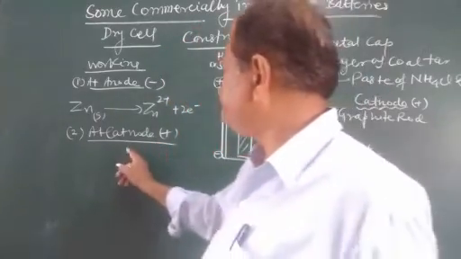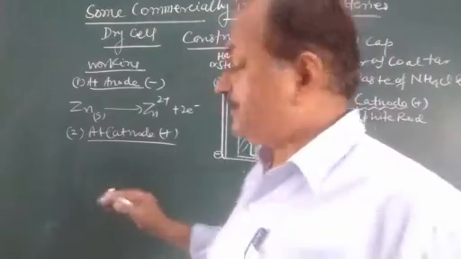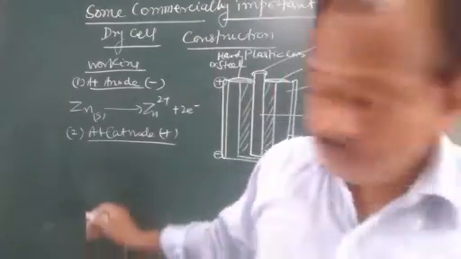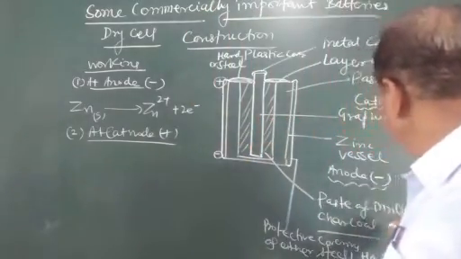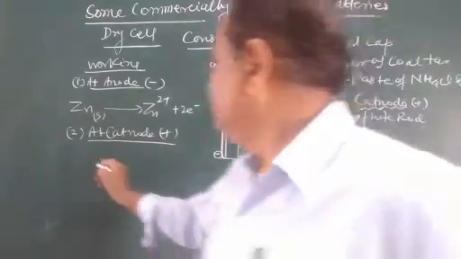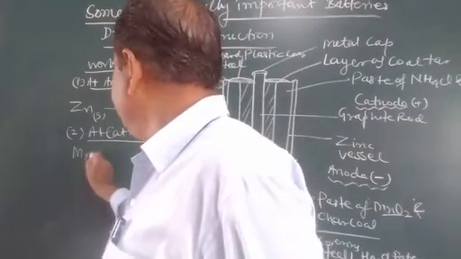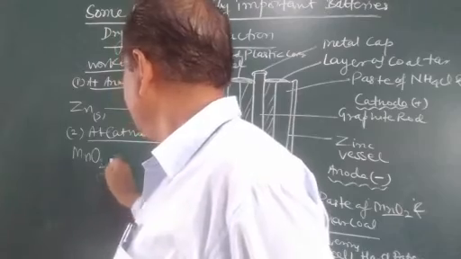Now coming to the cathode. Now the cathodic reaction takes place. So we have this MnO2, we have charcoal. So this MnO2, manganese dioxide, solid.